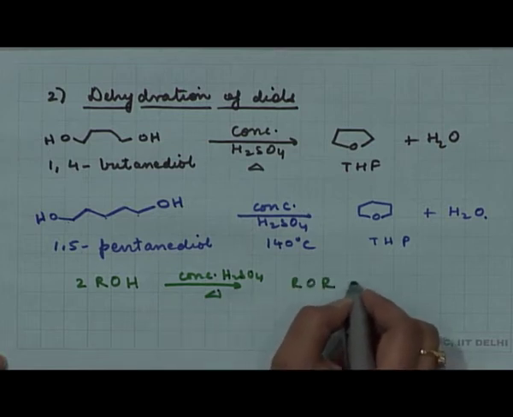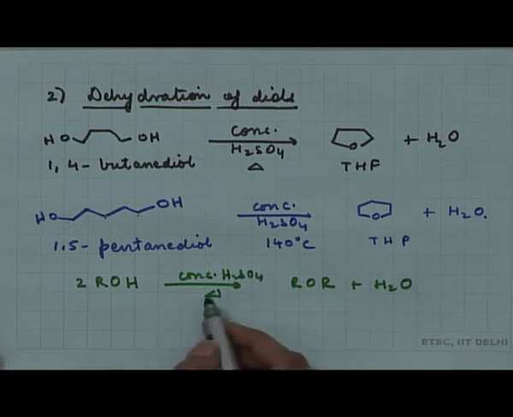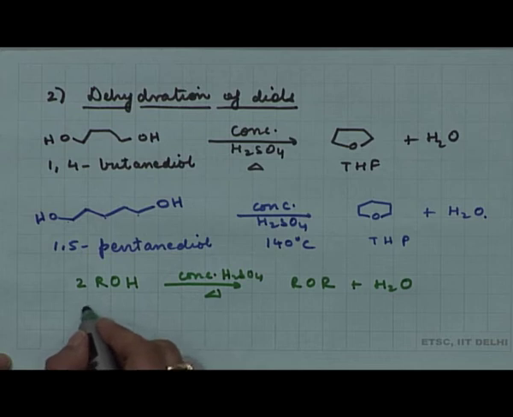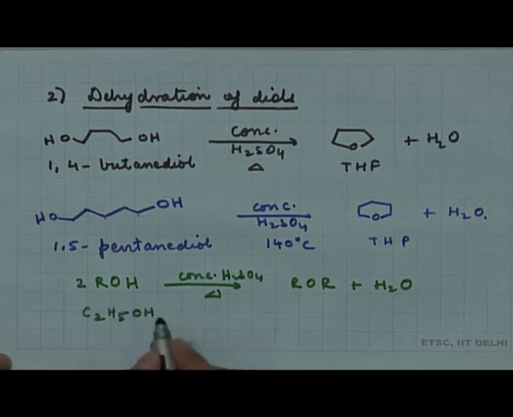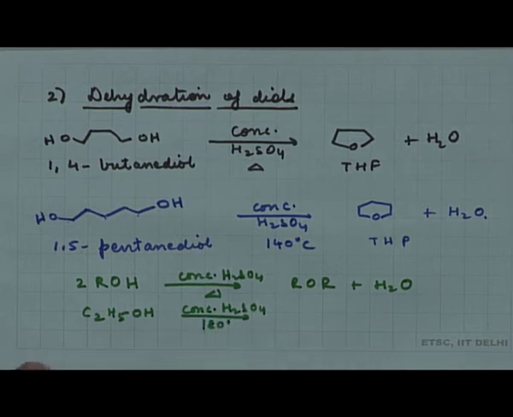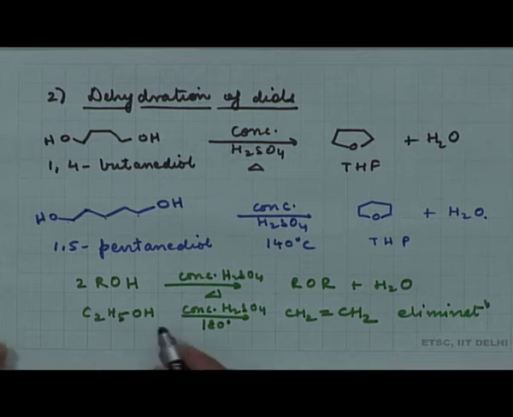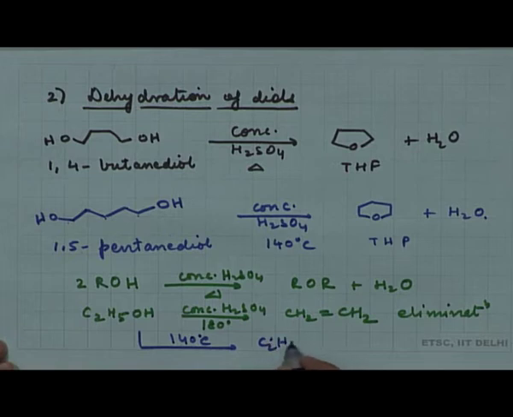When you get the corresponding ether, the only difficulty with this reaction is that it is not optimized the same for all types of alcohol. For example, the competing reaction always exists in this case. If you have ethanol and you do this dehydration at 180 degrees centigrade, you end up getting ethene, the elimination product, right. But if you do the same reaction with ethanol at 140 degrees centigrade, it is then that you get the diethyl ether. So, there is a nucleophilic substitution versus elimination which are competing, right.